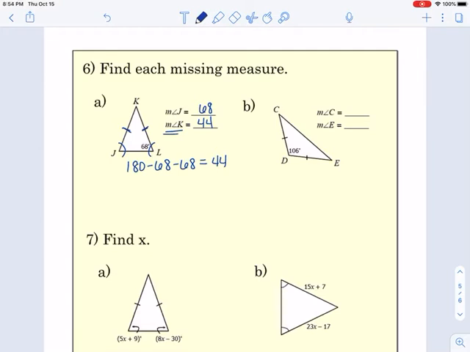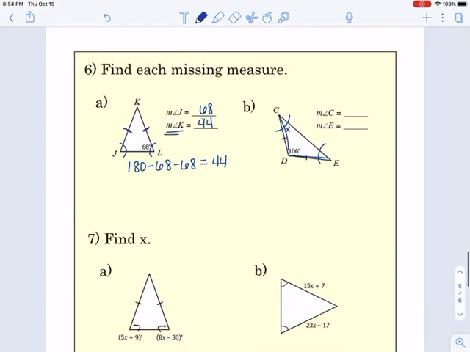Okay, for part B, I have another isosceles triangle, but this time, instead of being given one of the base angles, I'm given the vertex angle. If I trace the two sides that are congruent, it forms that 106. So that's the vertex angle, and my other angles, C and E, are the ones that are equal. So if you wanted to write this as an equation, if I called this one X, the bottom one would also be X. So you could say X plus X plus 106 has to equal 180.